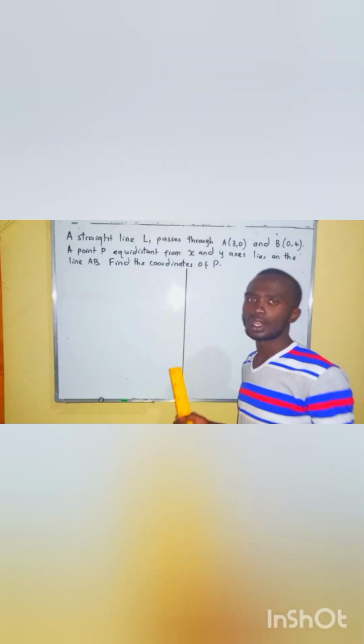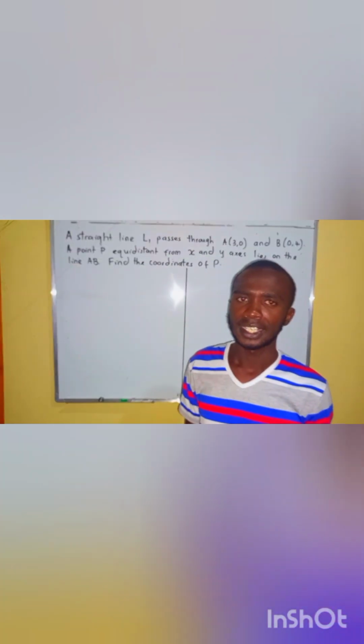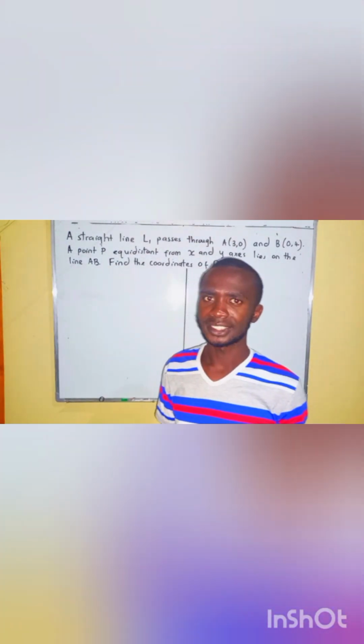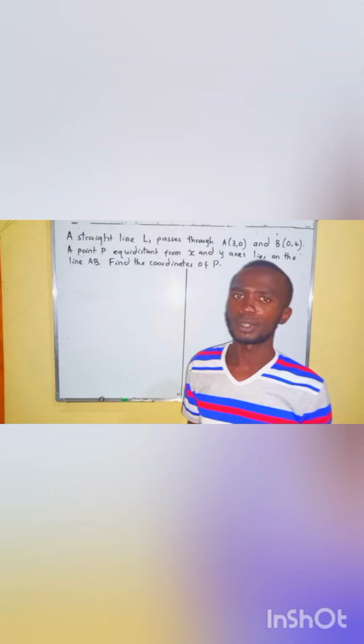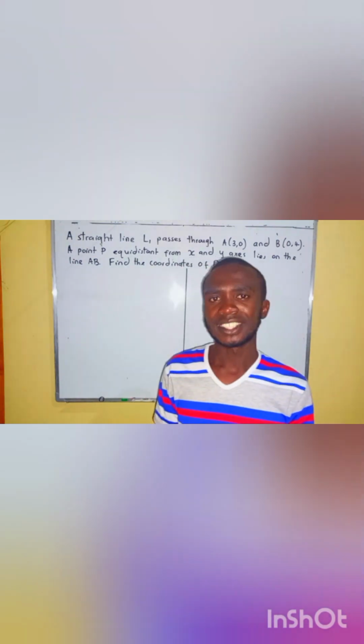Now, if a point is equidistant, it means that the measurement from the x-axis is equivalent to the measurement from the y-axis. It implies that if the point is 3 units from the x-axis, it is also 3 units from the y-axis. Even if it is 7 units from the x-axis, it's the same 7 units from the y-axis.